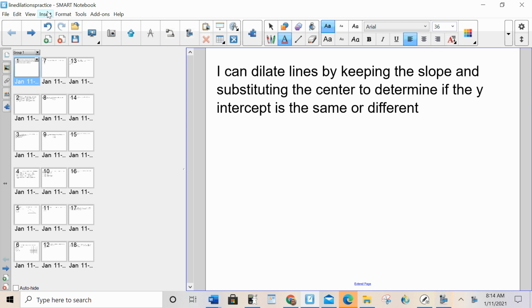I can dilate lines by keeping the slope and substituting the center to determine if the y-intercept is the same or different. Whenever I dilate lines, the slope is always the same because the image is always parallel. And then to determine if the y-intercept is the same or different, we're substituting x and y, the center, into the equation. If it equals out, the y-intercept is the same, the line is the same. If it's not equal, if it's not on the line, then the y-intercept is different.